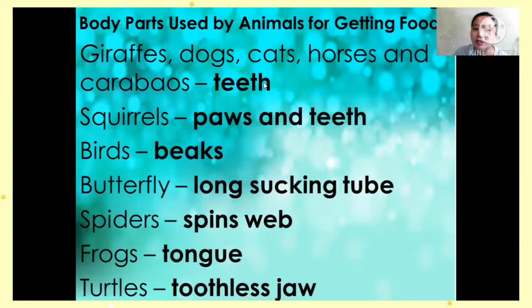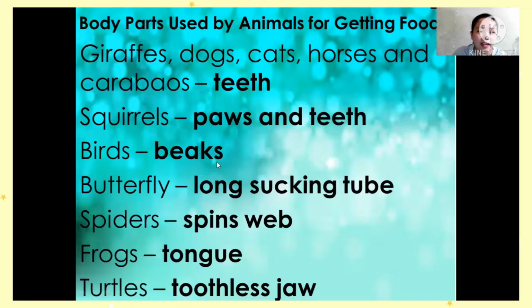Next, the body parts of animals used for getting their food. So the giraffes, dogs, cats, horses, and carabaos, they use their what? Their teeth. And the squirrels, they use their paws and also their teeth. The birds, they use their beaks and also sometimes they use their claws. And then the butterfly, they use the long sucking tube or the proboscis. And the spiders, they spin the web para ma-get yung kanilang food. And then the frogs, they stick their tongue, and the turtles use their toothless jaw.